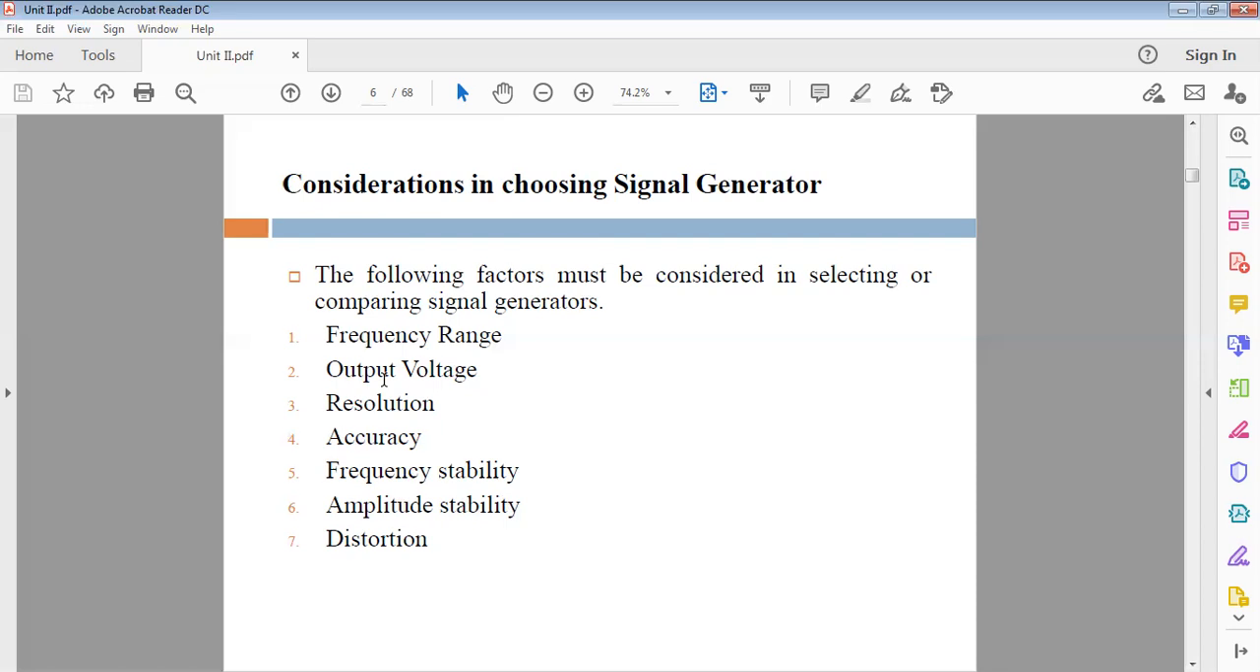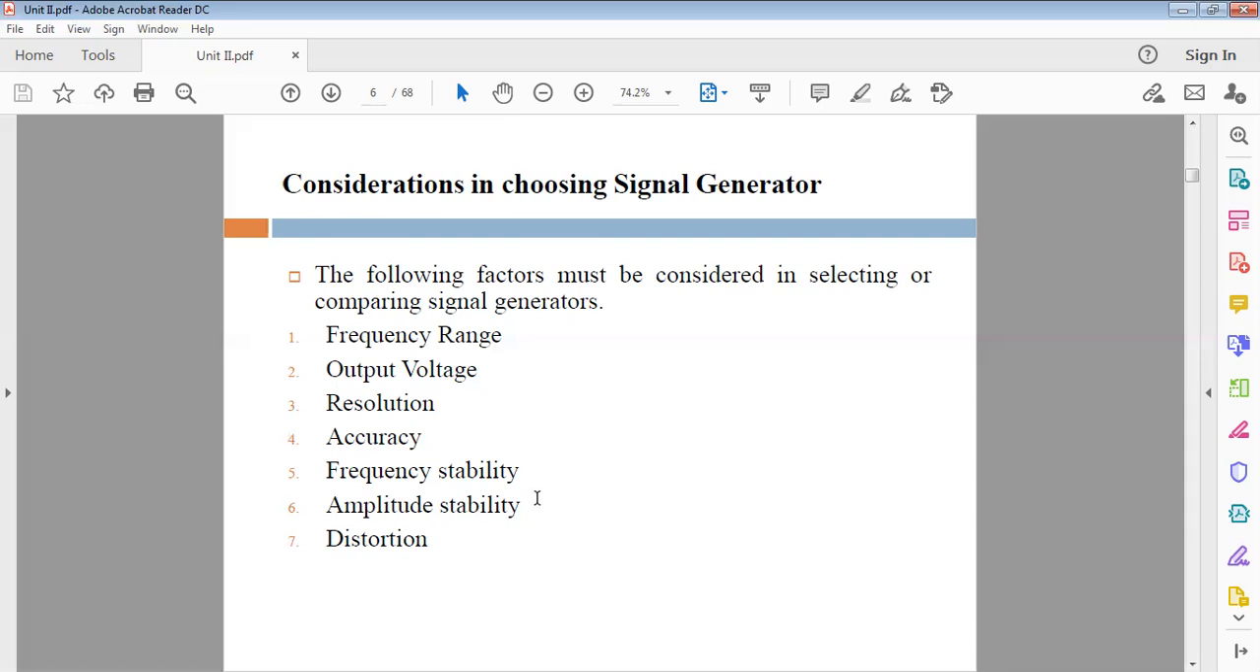Next, resolution. Whatever instrument we are using, it must respond to the changes in the frequency or amplitude very quickly. That is, it should provide high resolution. Next, accuracy. There should be very minimum deviations from the standard values or the specified values. Then only the instrument provides accurate results. Frequency stability. Whenever we are changing any frequency range, it takes a certain amount of time to change, and whatever the frequency is changed to, that frequency must be stable over a certain period of time. That is also one consideration.